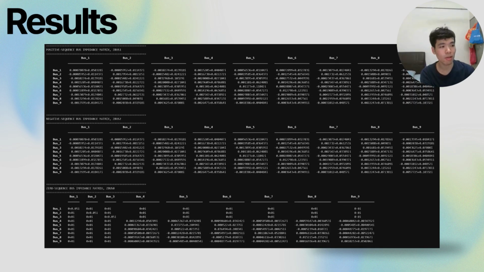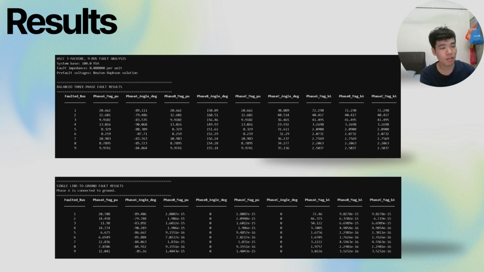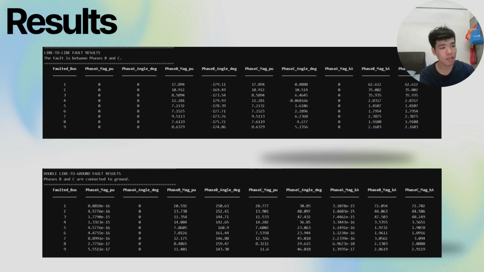So this is the result as obtained from the program. This is the positive, negative, and zero sequence impedance matrix. And then this is the result of the fault analysis for all the buses for the balanced three-phase fault and also the single line to ground fault. And these results are the line to line fault analysis and the double line to ground fault analysis for all the buses from bus 1 to bus 9.